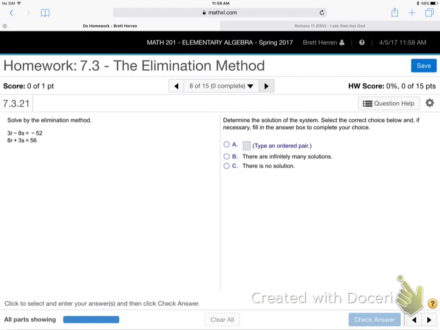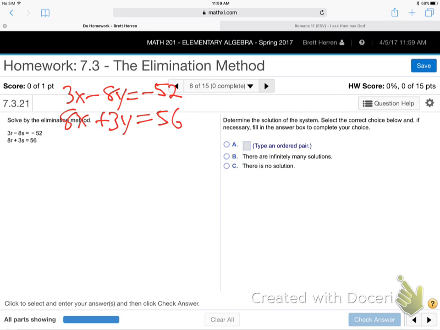All right, let's try this one. I'm gonna make it x and y because my s's look like 5s. So 3x minus 8y is minus 52. 8x plus 3y is 56. All right, so take aim at the y's.